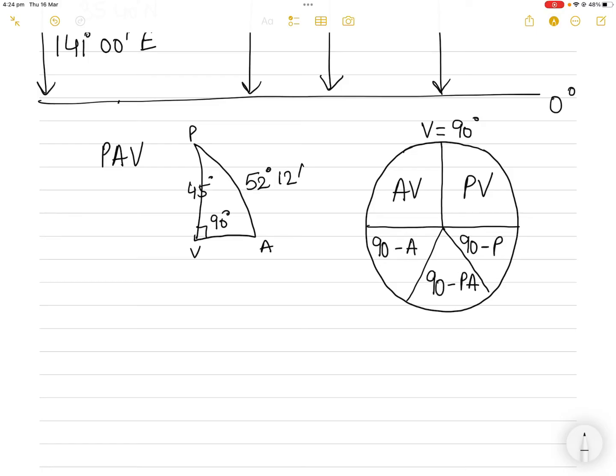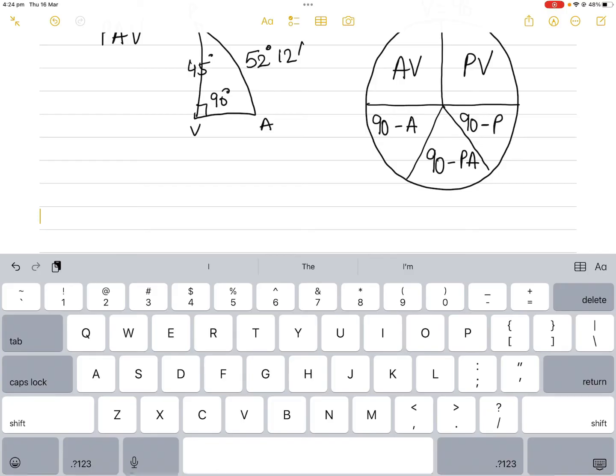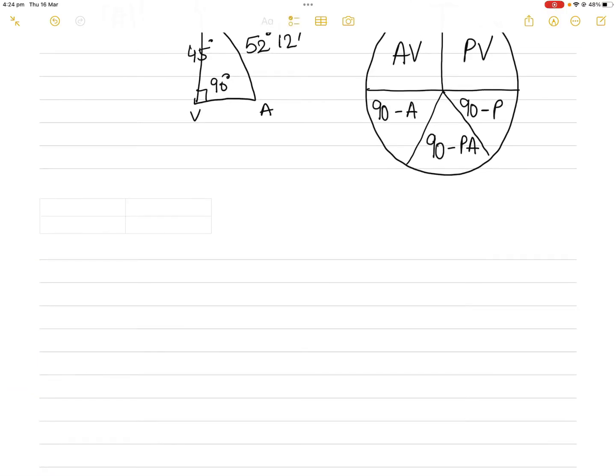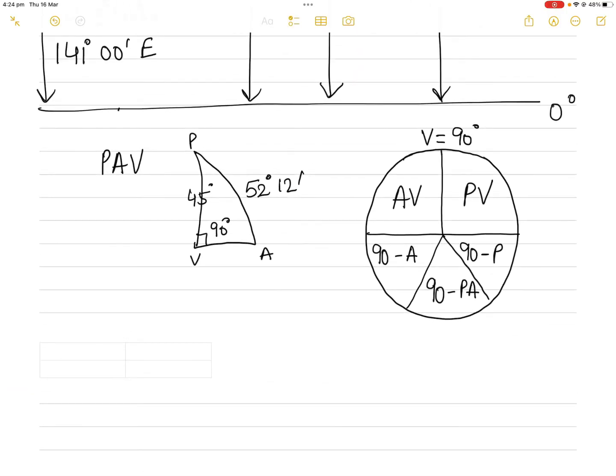Alright, so you write the vertex outside the circle, V equals 90 degrees. Then in the top semicircle, you can write the sides next to it, AV and PV. You can write them in any order, but once you write them, the order is fixed. So we've got AV and PV here. You could have written PV on the left and AV on the right, it doesn't matter, but once you do that, the order is set. So opposite to AV is angle P, so 90 minus P. Opposite to PV is 90 minus A, and then the remaining side 90 minus PA, which is the side opposite to the vertex.